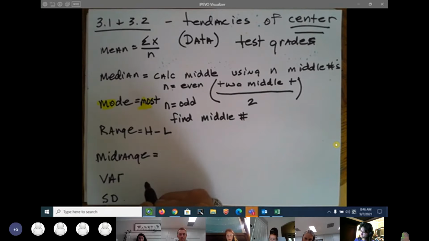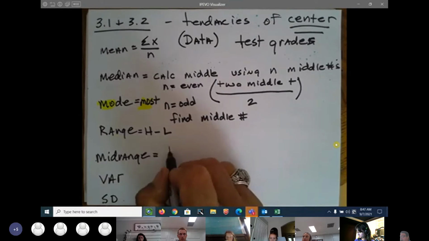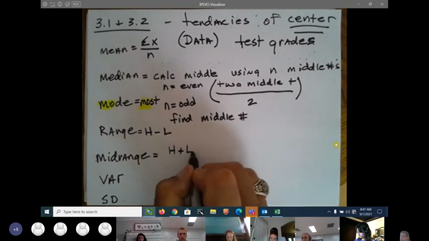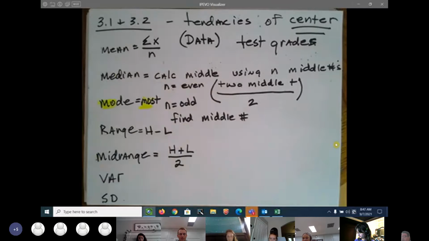So what is the mid-range? Mid-range is another word for midpoint. Anybody want to take a stab at it? What's the formula for the mid-range? Anybody? Highest plus the lowest divided by 2.